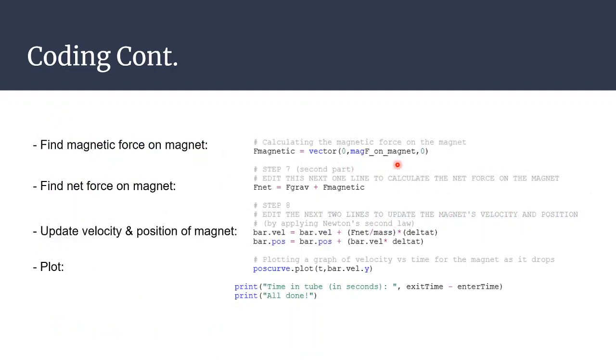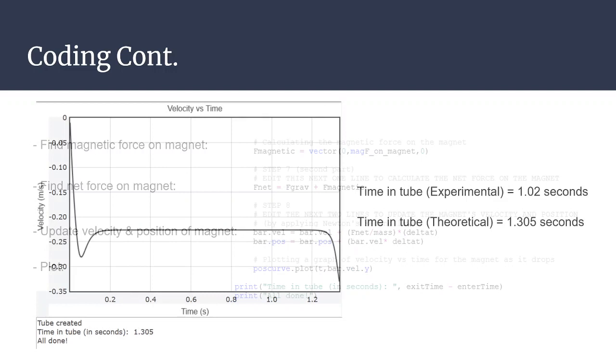Then I found the magnetic force on the magnet doing this, and found the net force by just adding the gravitational force and the magnetic force. And I needed to update the position and velocity of the magnet by applying Newton's second law, F equals ma, using this code here. And overall, after doing all of this, I was able to plot the velocity versus time graph of the magnet as it dropped through the roll of aluminum foil.